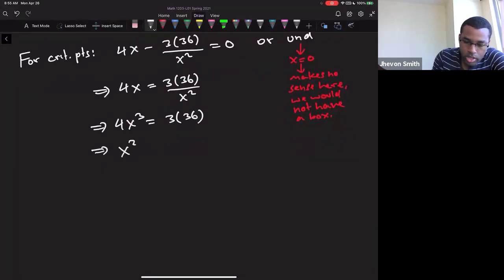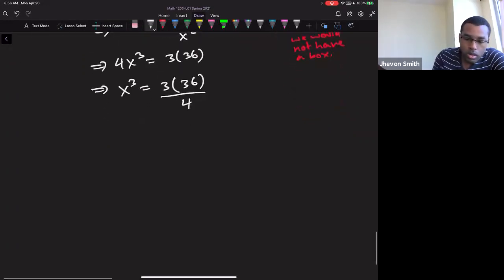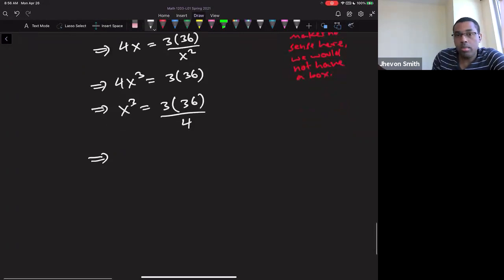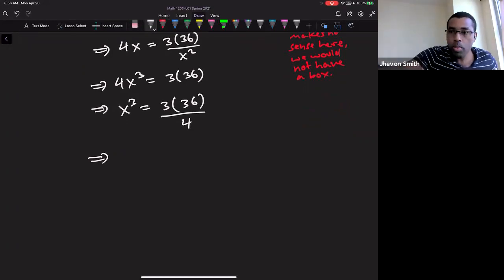And so we have x cubed is equal to 3 times 36 over 4. So now we're going to want to find x. That's going to be the cube root. Now, 4 goes into 36. In fact, it goes into it 9 times.